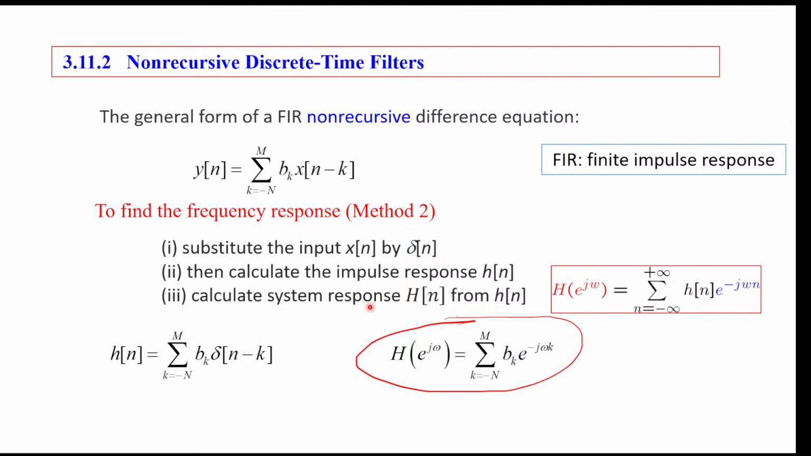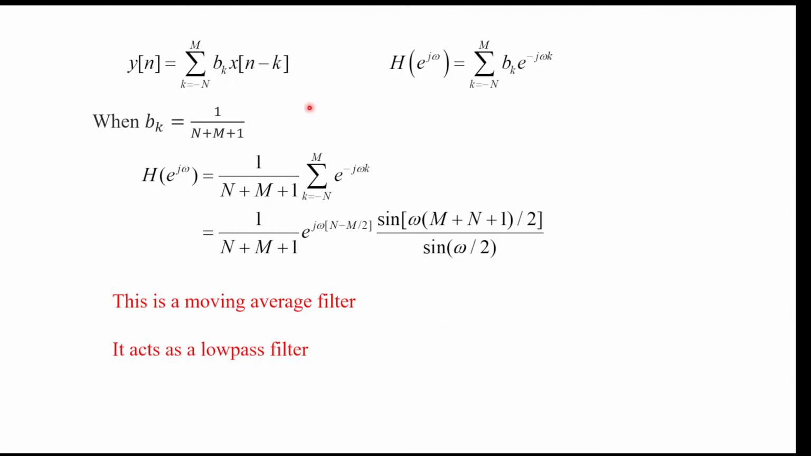Okay, and so you have this big H. So we see that big H is the summation of b_k e to the minus j omega k, with the same b_k as in your system equation. And one of the usual choices of this b_k is you pick y of n as the average of x of n minus k.